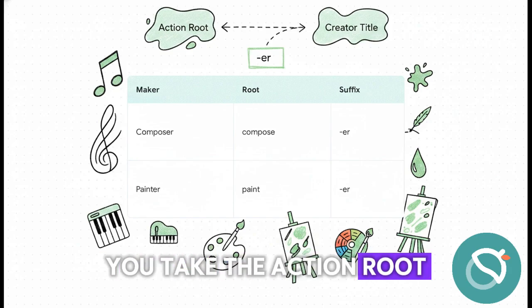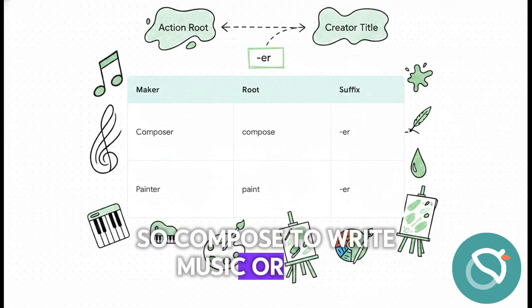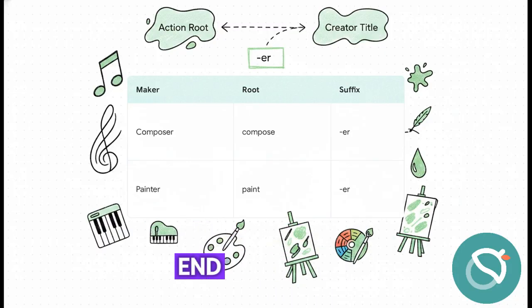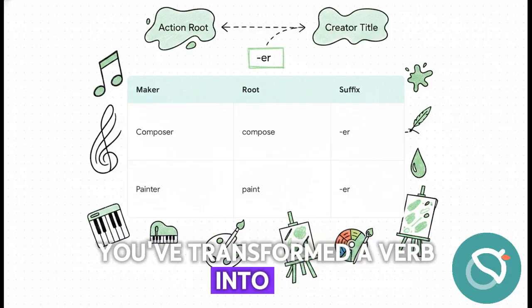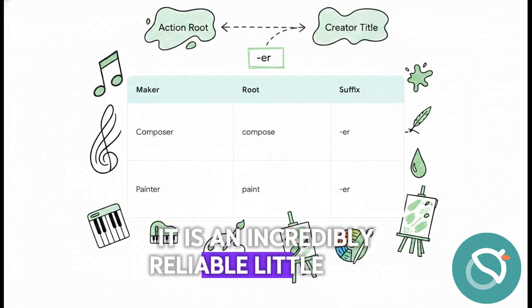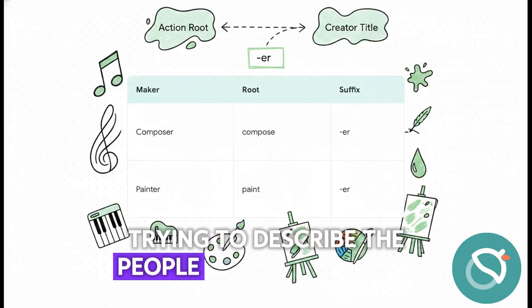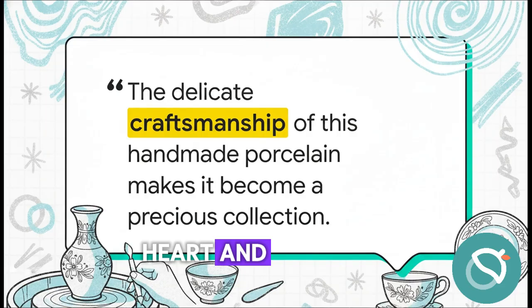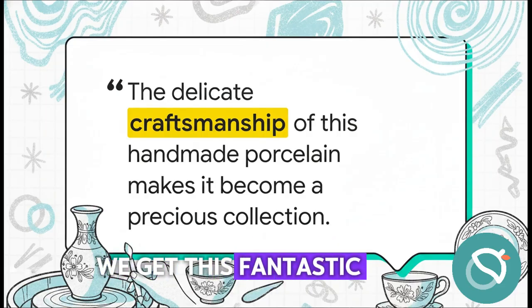You take the action root, so compose to write music or paint to apply color, and you just stick the suffix -er on the end. Instantly, you've transformed a verb into the title of a cultural creator. It is an incredibly reliable little rule when you're trying to describe the people actually making the art. Now, when these makers really pour their heart and soul into their work, we get this fantastic word.